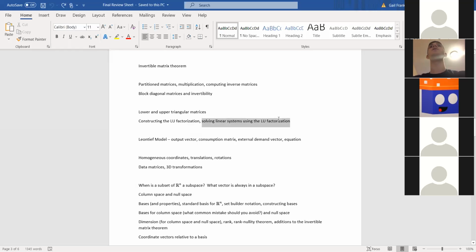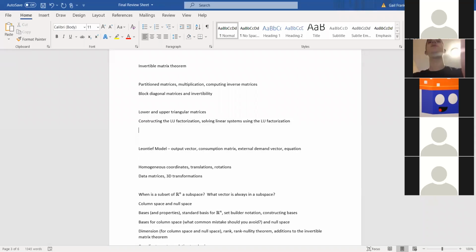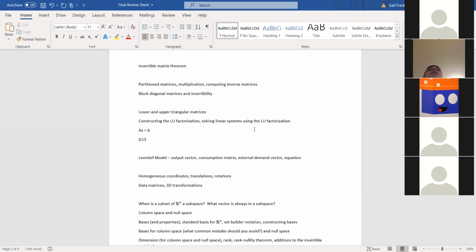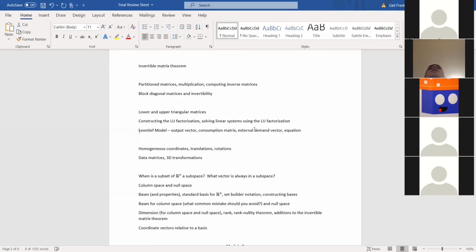Make sure you know how to solve linear systems using LU. The nice way to think of this is, if you're trying to solve AX equals B, you can substitute LU for A because A is equal to LU. You have LUX equals B. And by matrix properties, you can think of this as L times UX equals B. And we can say UX is Y. So first you solve LY equals B, and then you put this Y into UX equals Y and solve for X.